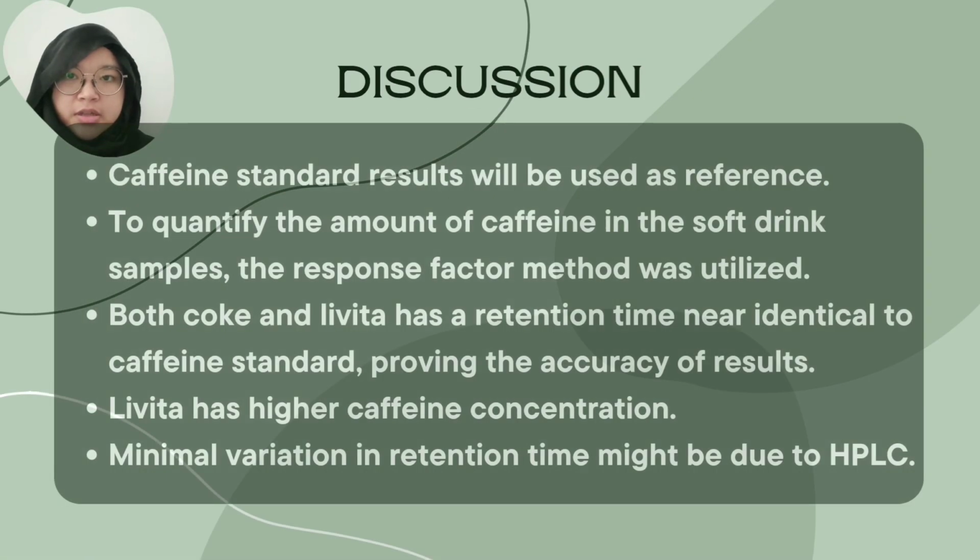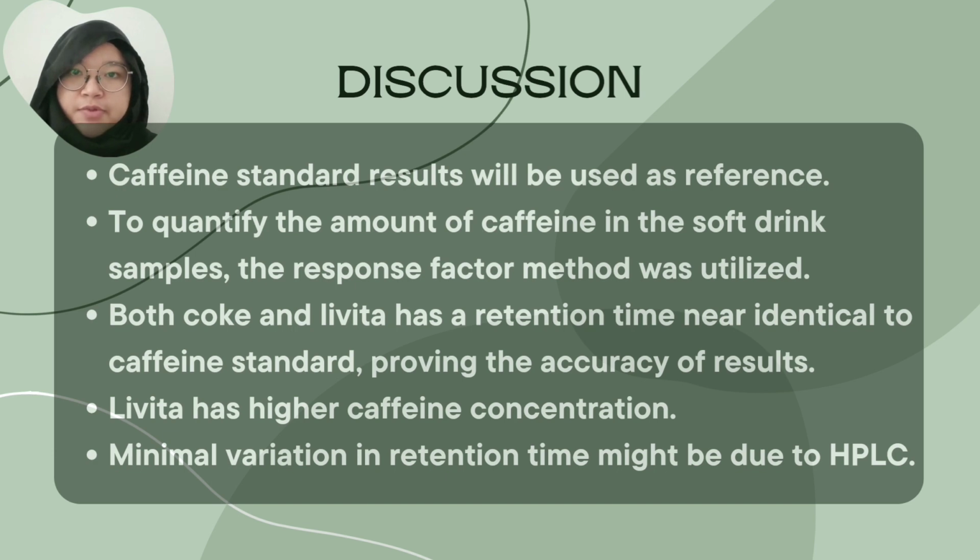For the discussion, based on the results before and the caffeine standard results, Levita has the highest caffeine concentration. Using the response factor method, the relative caffeine content in the samples was quantified by comparing their peak areas to that of the standard. This method indicated that Levita has the highest caffeine content, followed by Coke, basing on the caffeine standard solution. These findings not only confirm the presence of caffeine in the soft drink samples, but also provide a quantitative measure of their caffeine concentrations, fulfilling the objectives of the experiment.